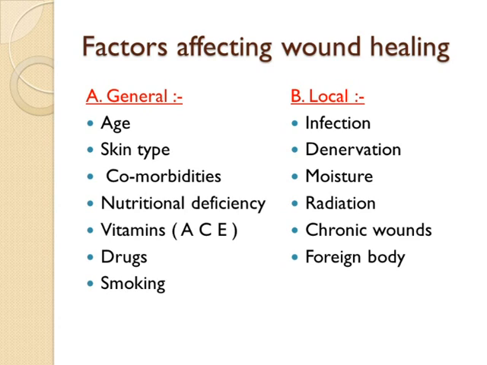There are many factors that affect wound healing, either general factors or local factors. The general factors include age, skin type, comorbidities, nutritional deficiency, where vitamins A, C and E are the most essential in wound healing, and drugs, whether smoking or not. Local factors depend mainly on the local wound: where there is an infection, there is moisture, the wound is exposed to irradiation, the wound is chronic, it lasts for a long time, or there is a foreign body in the wound. All these factors affect wound healing.